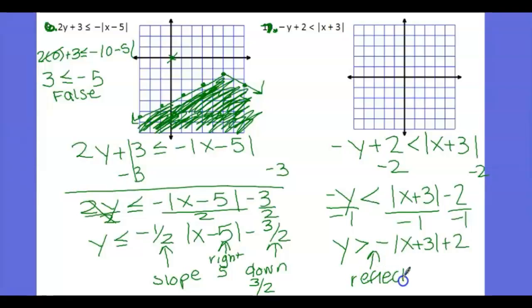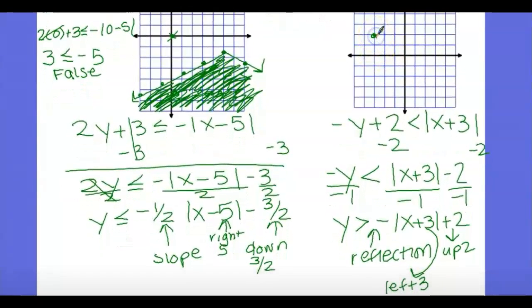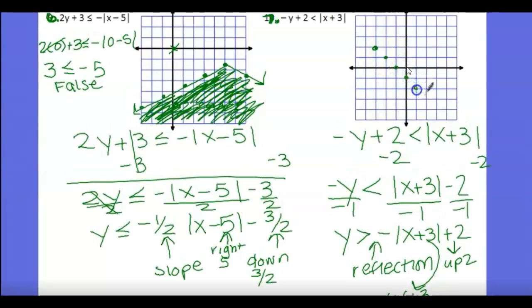So since my y value is greater than, I need to shade the y values above the graph. So again, it's reflected. It is shifted, not down, up 2 and left 3. So here is my vertex. And then plotting my negative 1 slope, I have the following. It's dashed because the inequality is greater than but not equal to.